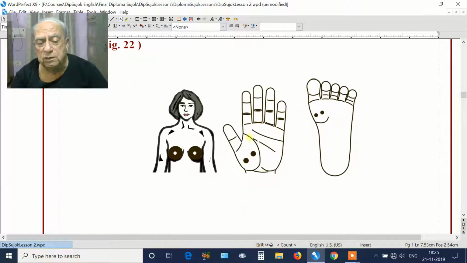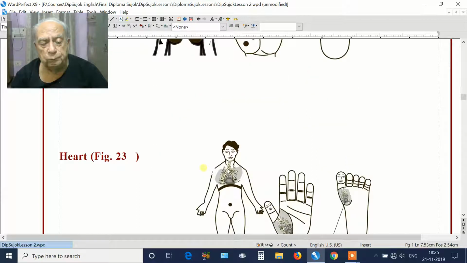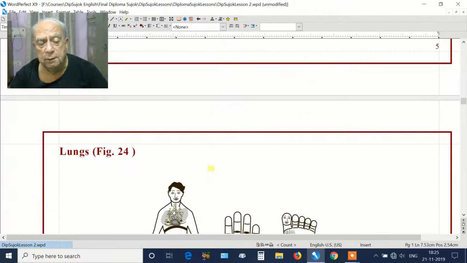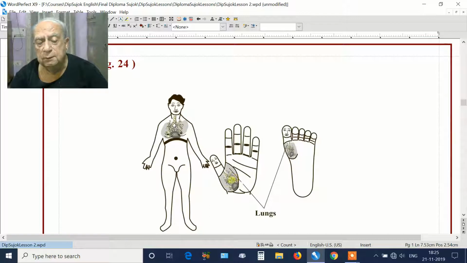Breasts, so this is the area as I told you, this protrusion under the thumb is known as chest area. So these two are the breasts. Heart, so this is the heart here and here this is the heart. This is the chest area, so it includes lungs, 2 lungs and heart. So this is heart. And here comes the lungs. Same.